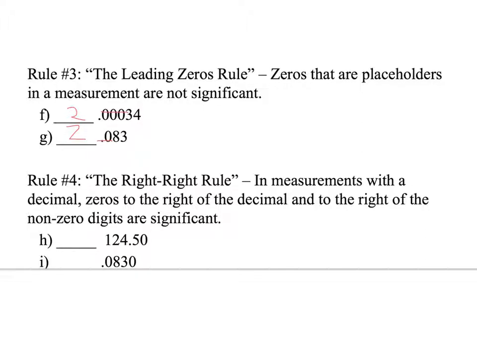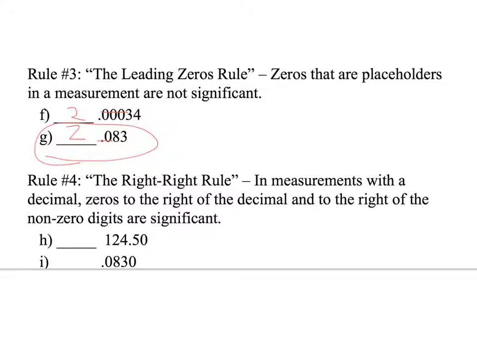Now, does that mean the zeros are not important? No, of course they're important. So when we look at this number, 0.083 is much smaller than the number 83. The 0 has a purpose. It's just not a graduation scene on our instrument.